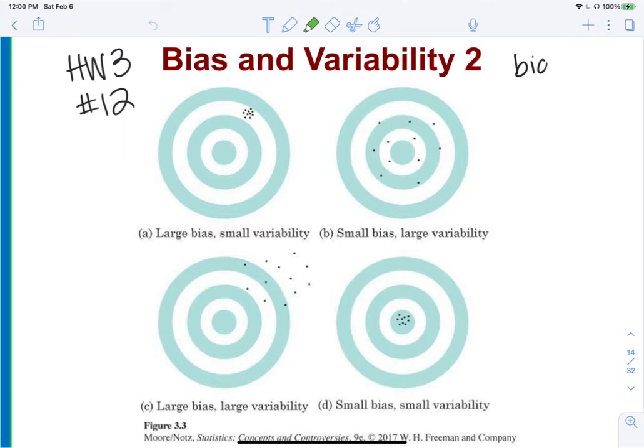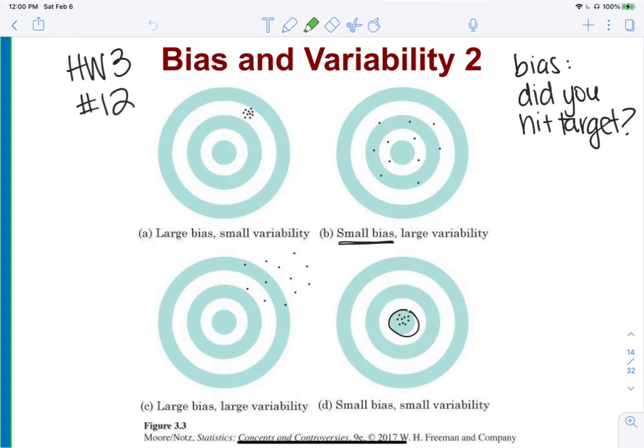So I think of bias as how well you hit the target. Were you around the target? So on the top right, this has small bias because even though you did not hit the bullseye ever, you were still kind of in the neighborhood. You were close enough. Whereas down here for D, this also had small bias, and you see that it very clearly hit the mark. So a small bias then means that you hit the target.